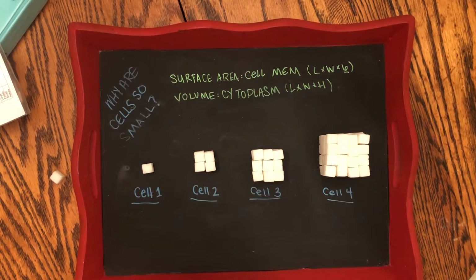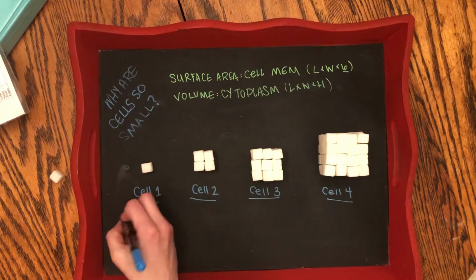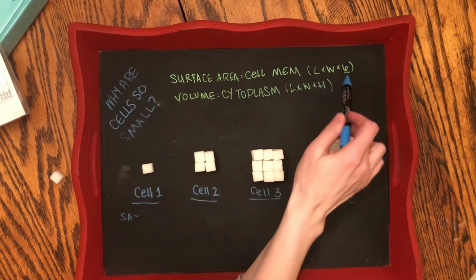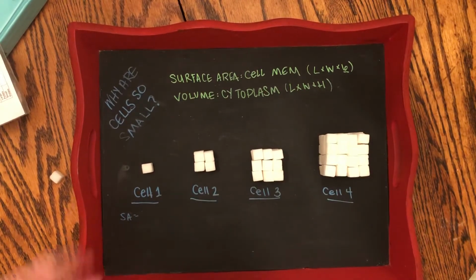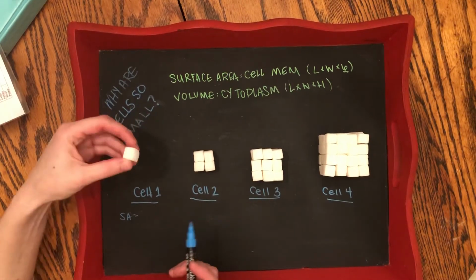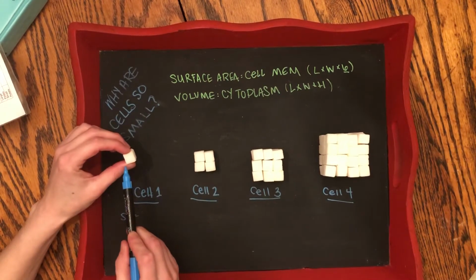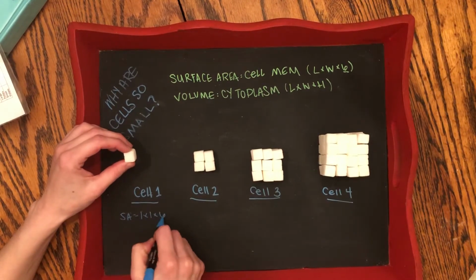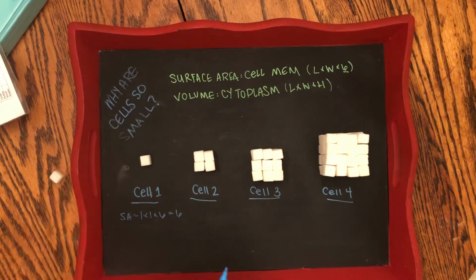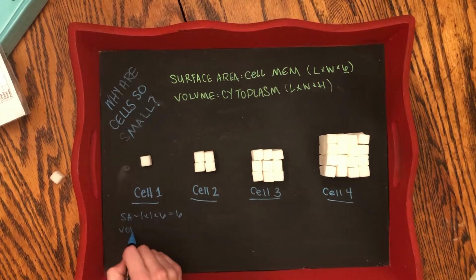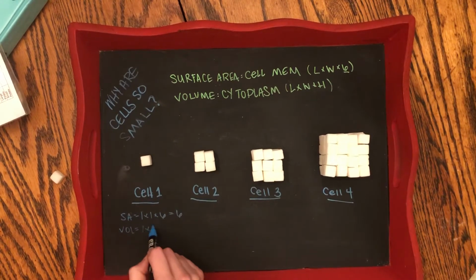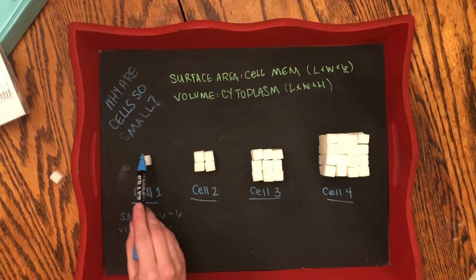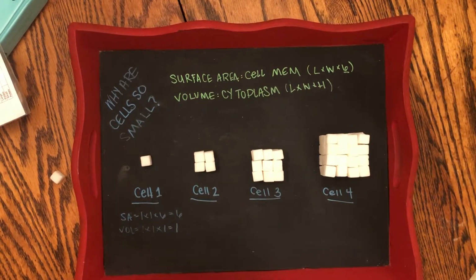So to calculate the surface area of cell 1, remember the surface area again is length times width times 6, because there's 6 sides to this cell. This cell is only 1 block big, so length is 1, and width is 1, so 1 times 1, and then times 6 sides is going to equal 6. Then volume is length times width times height, which again, it's only 1 block, so it's 1 by 1 by 1. Multiply them out, it's 1.